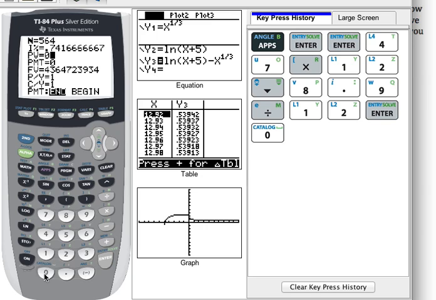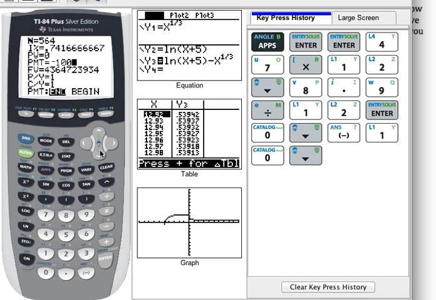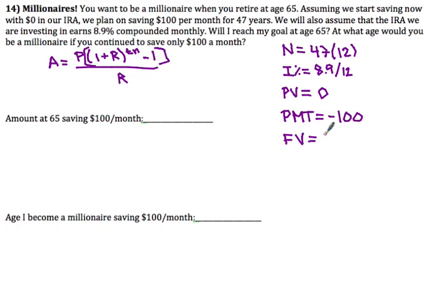My present value is 0 because I'm going to start with no money in there. My payment, again, we're putting $100 a month into this thing. And we want to figure out how much money we have. So solve is the alpha enter. Looks like we have $856,000. So we have figured out that if we're saving $100 a month at age 60, we'll have $856,962, roughly.